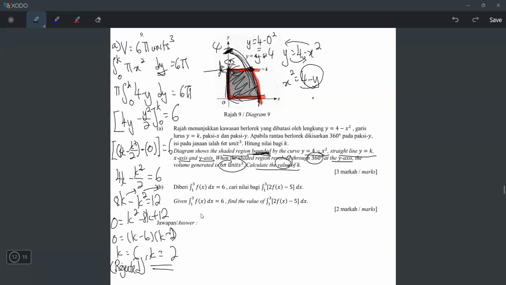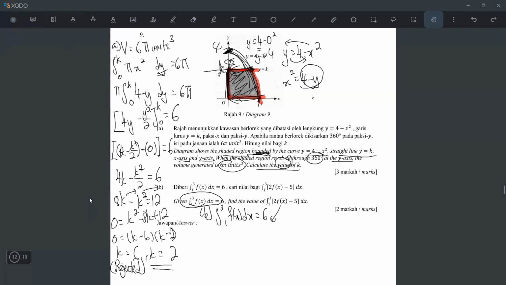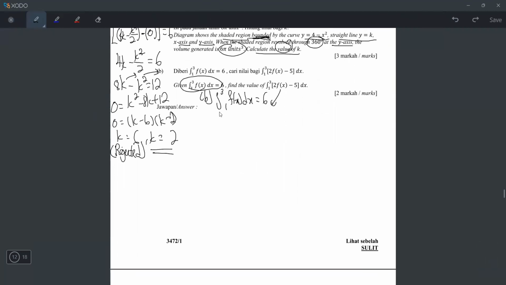Okay, so makes sense. Let's continue with B. Also an integration question. The integral from 1 to 3 of f(x) dx is 6. Let's write it down. This will be important later on for sure. Now they want you to do this. So what I will do is, the moment I see the minus here, I will split it. So it becomes the integral from 1 to 3 of 2f(x) dx minus the integral from 1 to 3 of 5 dx. Why is it minus? Because here is minus. If this is plus, then I write plus. I just follow.